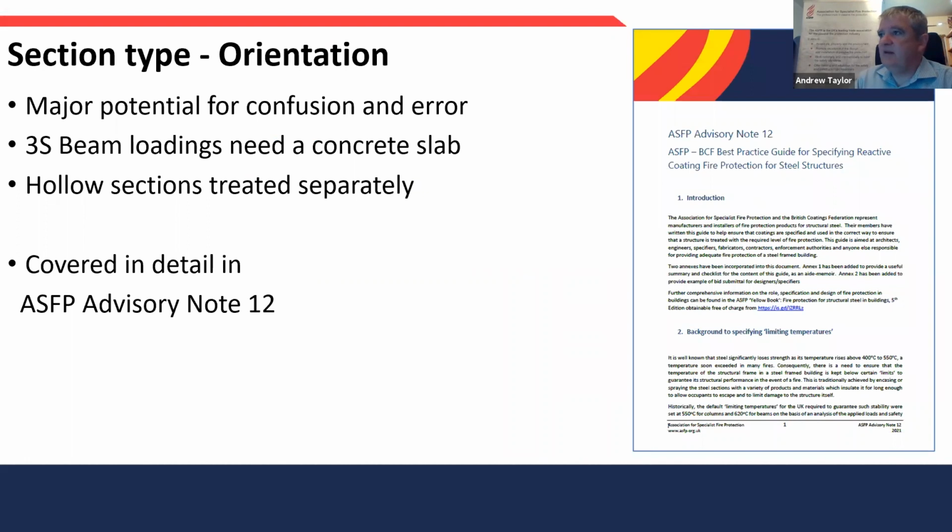And there's a real big confusion over orientation. Major potential, three-sided beam loadings, they always need a concrete slab. You have to treat hollow sections separately. And there's ASFP's Advisory Note 12, which we jointly published with the British Coatings Federation, which is a best practice guide for how you specify reactive coatings. But that covers some of the passive stuff as well when you're looking at how you would understand steel sections. So again, you can find all this information off the ASFP website.